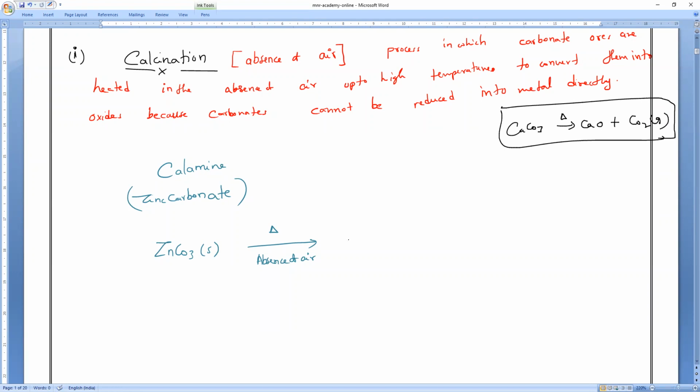What will happen? Zinc oxide plus carbon dioxide. Everything is similar. We all know that calcium has +2 valency, zinc also has +2 valency, and oxygen is 2 minus. So the product will come the same. This is an example of a decomposition reaction. Next, one more carbonate is there.